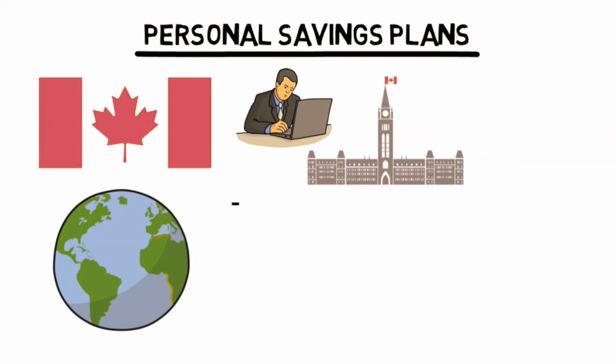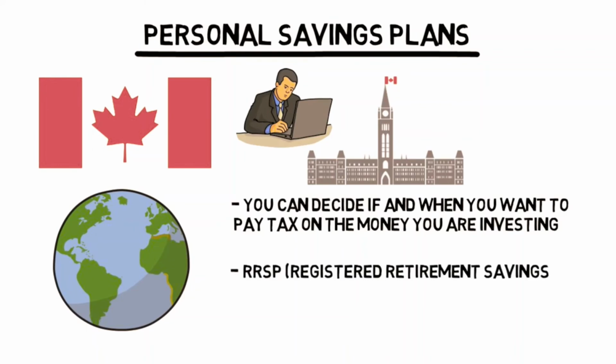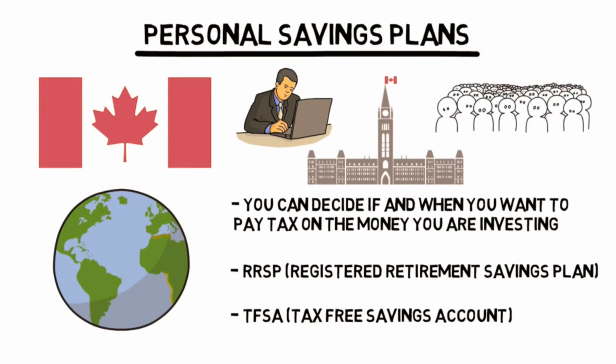Once you have decided what kind of fund you want to invest your money in, you will need to decide if and when you want to pay tax on that money that you are investing. That's right, you can decide on the tax you want to pay. When you register your investment with the government as an RRSP or a TFSA, registered retirement savings plan, or tax-free savings account, you will be given tax breaks on those investments. There are many more types of savings plans. However, as these are the two that will be the most relevant to the majority of people, these are the two savings plans we are going to discuss.